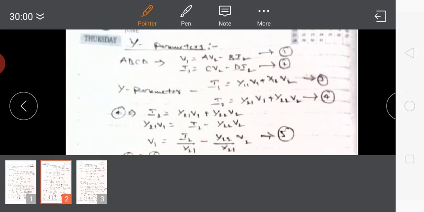So now by comparing equations 1 and 5, we can write A, B. So V2 quotient value equals A, I2 quotient value equals B. So V2 quotient value A equals minus y22 by y21, and B equals minus 1 by y21. Why? Because here minus B into I2 is there, here plus I2 by y21 is there. So B equals minus 1 by y21.